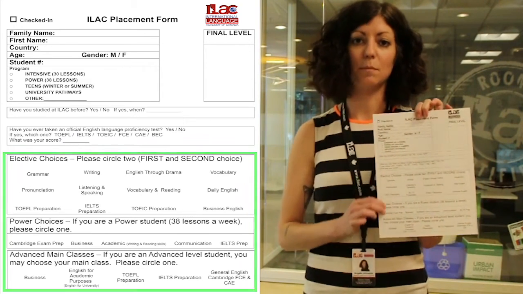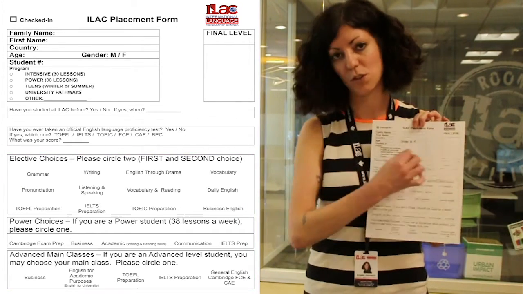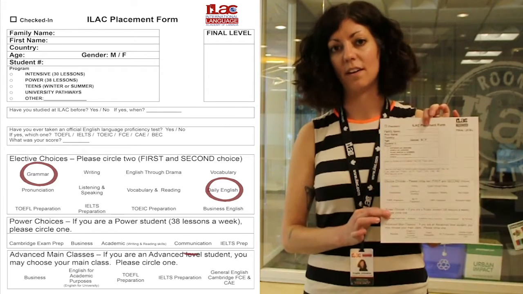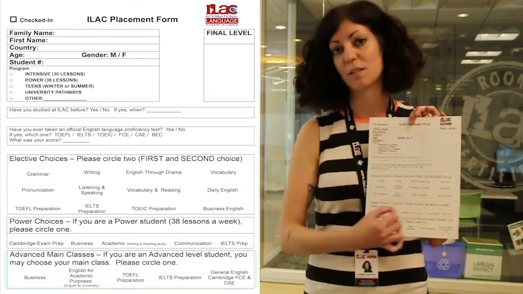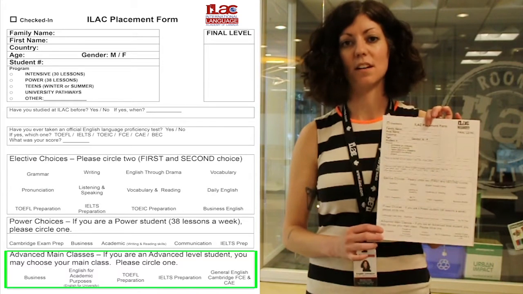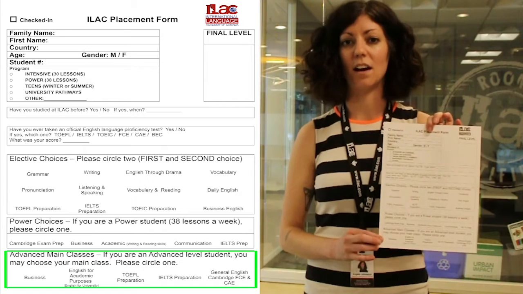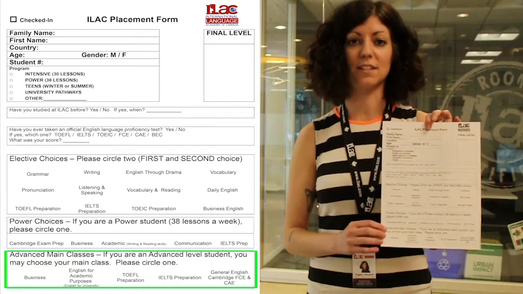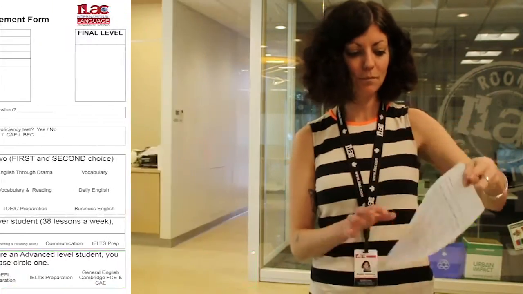If the students have blank sections here, we need to help them make their choices. They need to circle 2 elective choices, 1 power choice, and 1 main class choice. If they are interested in a specialty class, such as business, IELTS, or TOEFL, including university pathways, please ask them to confirm their choice at the end of the speaking assessment, because they must be advanced in level.